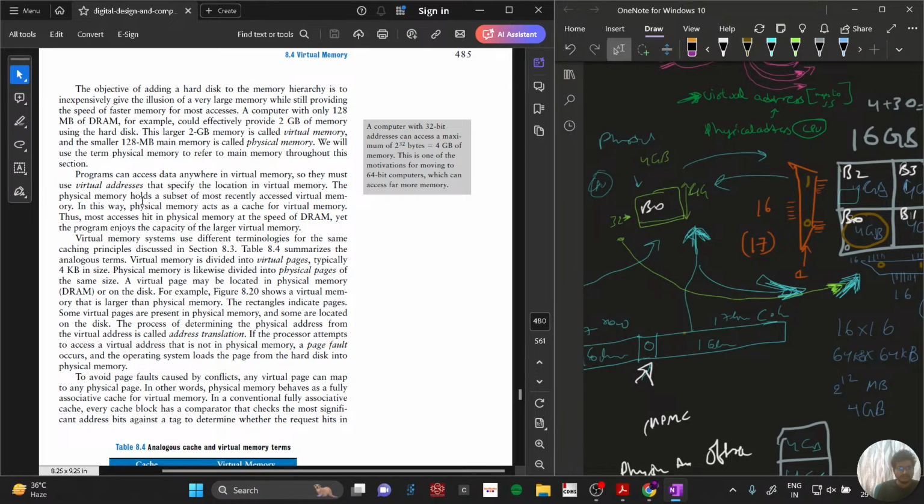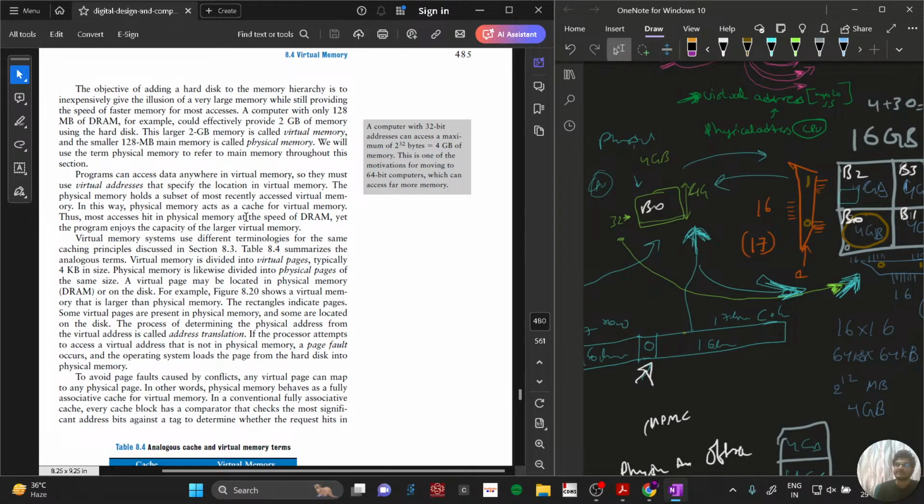The physical memory holds a subset of the most recently accessed virtual memory. Same concept: main memory acts as a cache and secondary storage acts as main memory. This physical memory holds a subset of the most recently accessed virtual memory. In this way, physical memory acts as a cache for virtual memory. Thus, most accesses fit in physical memory.